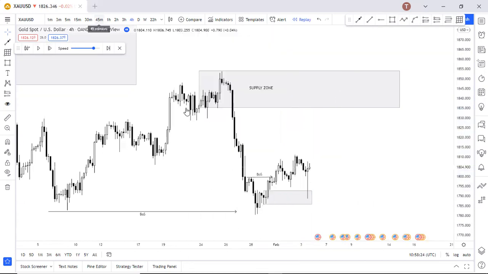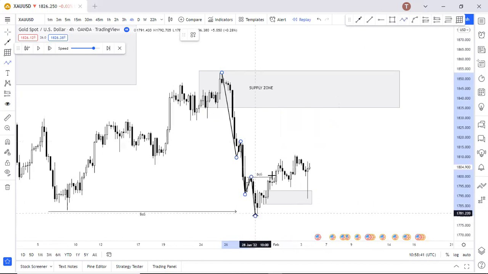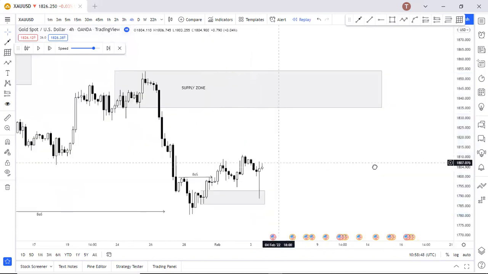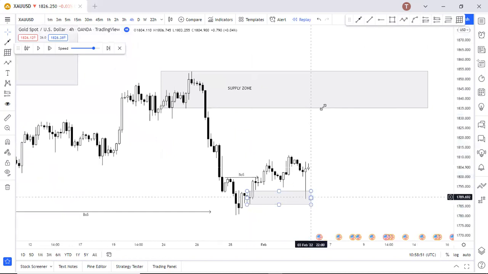So if I should map out my structure from this last high, the market dropped, created a high, created a low, created another high, created a low. Then we had this shift, breaking above this last high. Once we broke above this high, I was looking for entries in order to take the trade back up.